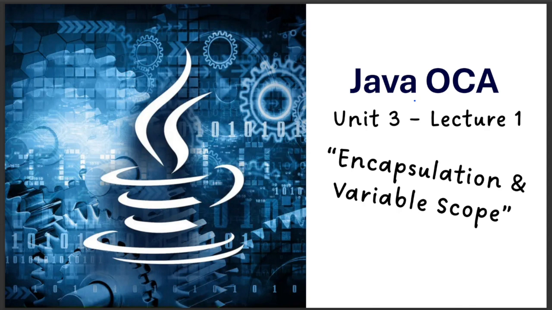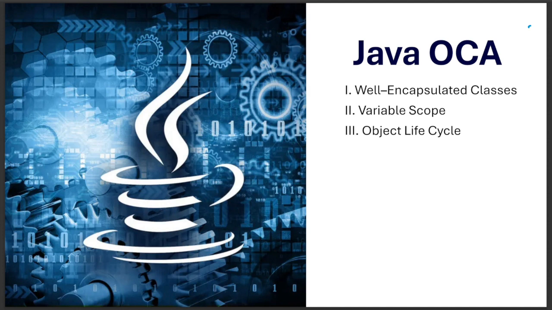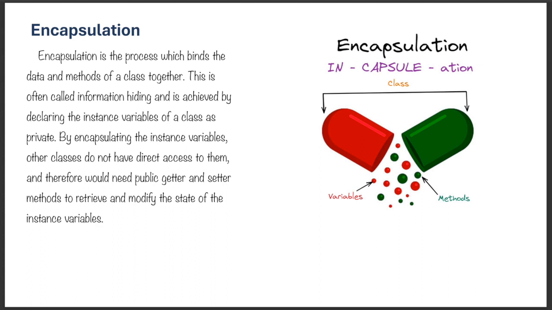Okay, welcome to the Java OCA Unit 3 Lecture 1, titled Encapsulation and Variable Scope. In this lesson, we will discuss well-encapsulated classes, scope of a variable, and the life cycle of an object. So we start by addressing the question, what is encapsulation?